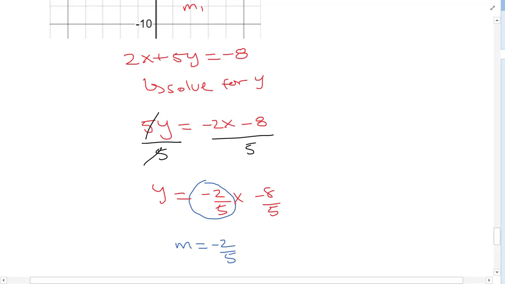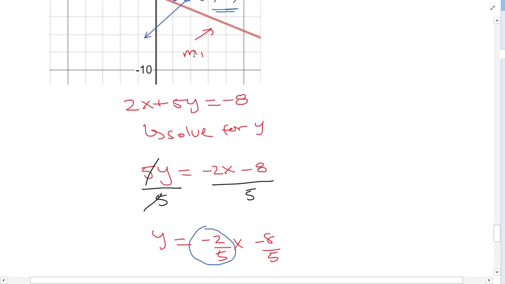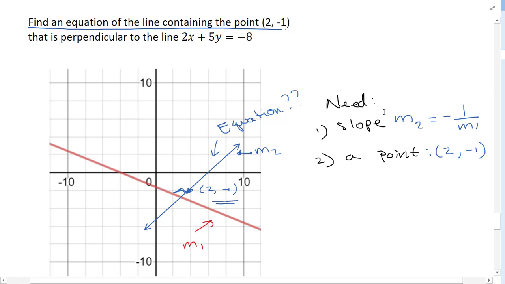So that's the slope. Well, I guess I shouldn't have used blue. Let's stick with the red. The slope is -2/5. So that's the slope of the line we're given, M1. So what is the slope of the line that we want? The opposite reciprocal of this one.